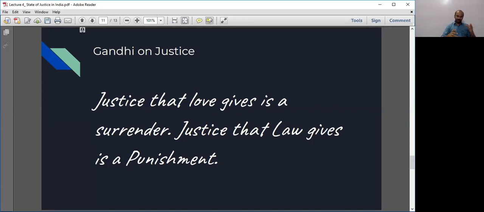See, I cannot resist, मुझे इसको explain करना ही पड़ेगा. जो पहला वाला sentence है, that justice that love gives is a surrender, is talking about distributive justice. जो second वाला part है, justice that law gives is a punishment, is talking about retributive justice. And therefore, somehow Gandhiji's opinion is that social justice is more important than other aspects of justice which deal with retributive justice or punishment, right? So social acceptance and non-violence are more important. I will elaborate later, and I will just end with this quote.